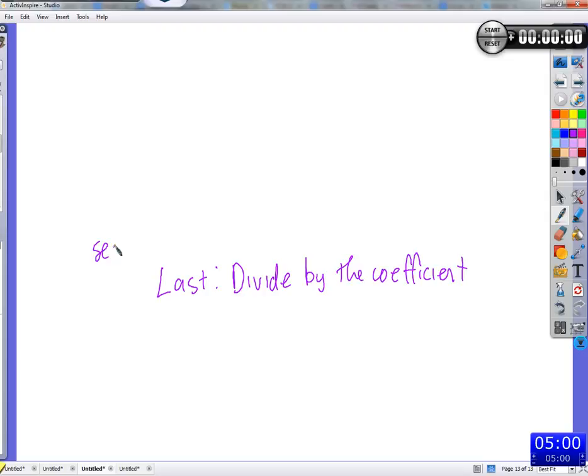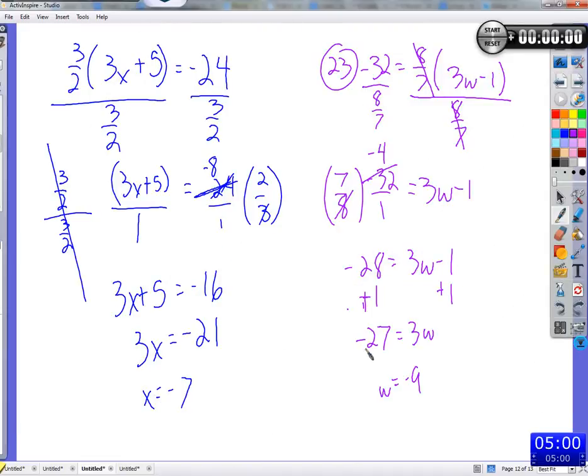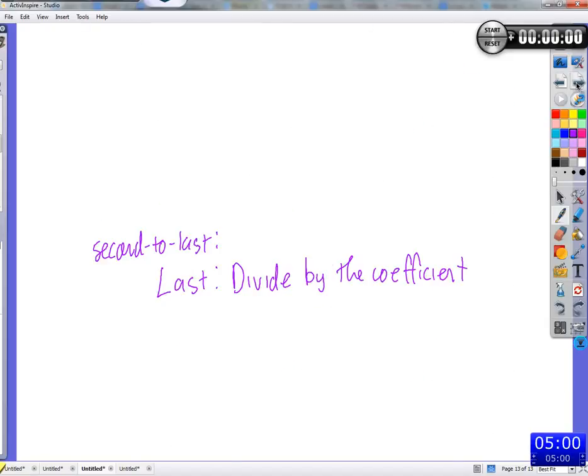And a lot of times, the second to last step, just before you divide by the coefficient, what is that? Not every time, but a lot of times. Here we divided, and what was the step just before that looking like? Adding or subtracting. Here we subtracted 5, here we added 1. Okay, so add or subtract, depending on the situation, the constant.